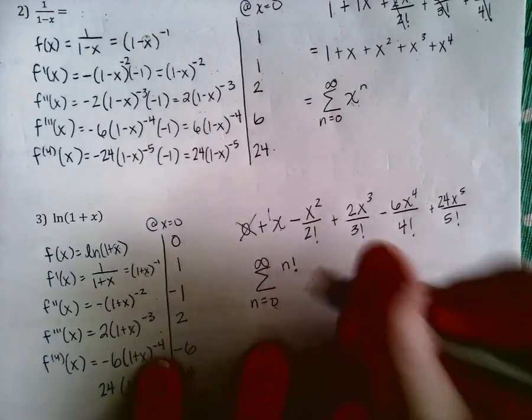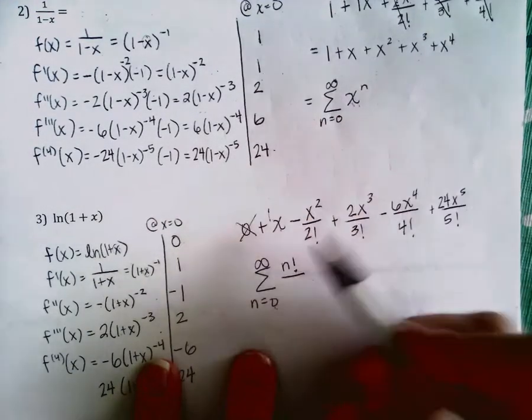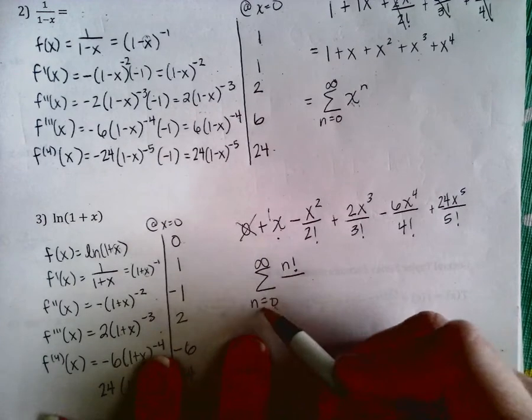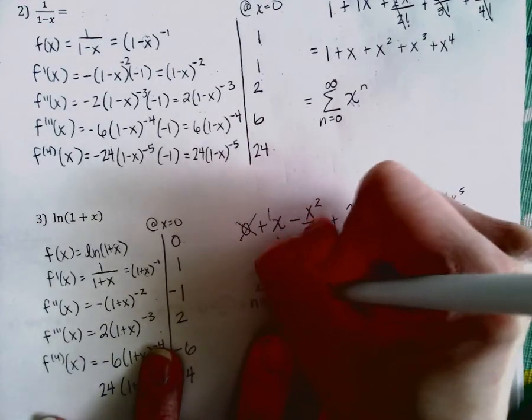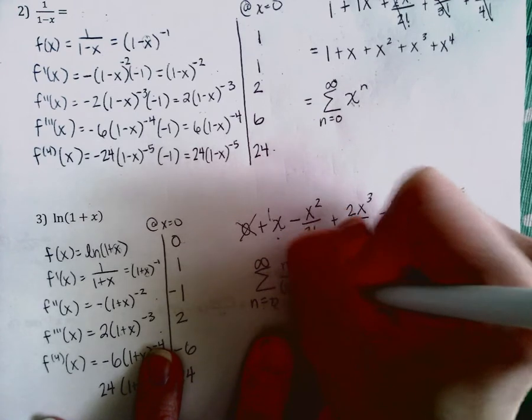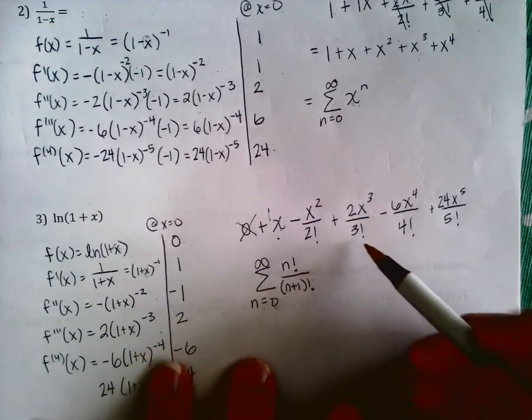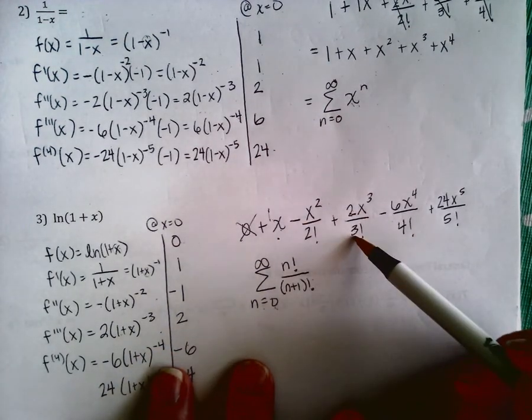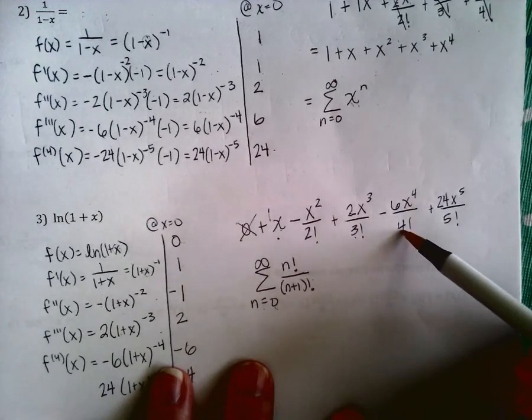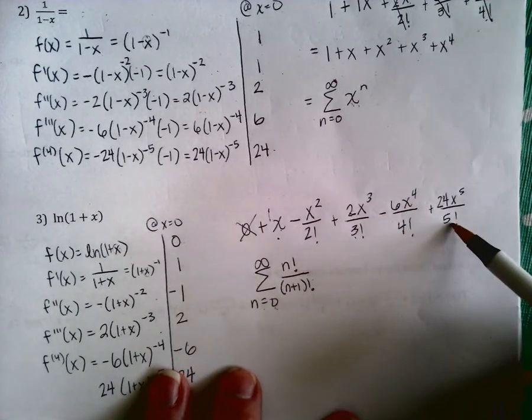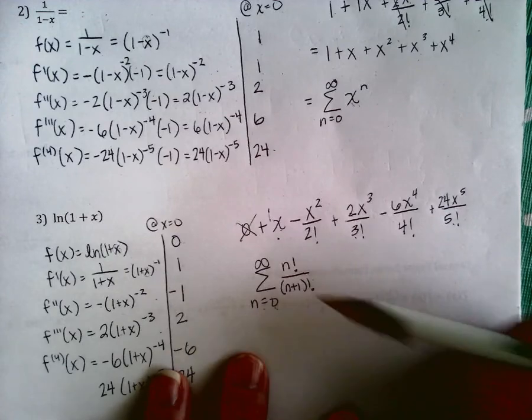On the bottom, I'm starting with 1 factorial, not with 0. So on the bottom, I need to write it as n plus 1 factorial. Okay, see how they're staggered by 1? This is 2 factorial, this is 3 factorial. This is 3, this is 4. This is 4 factorial, this is 5 factorial. So the bottom is 1 greater factorial than the top.